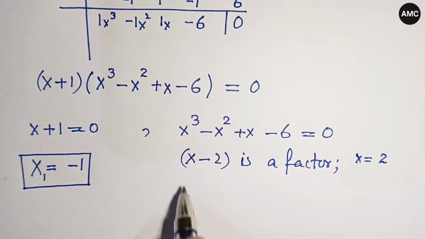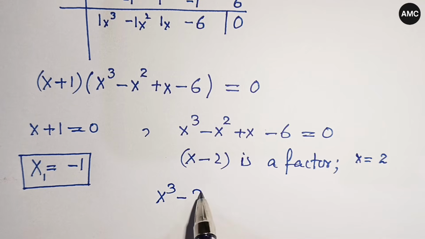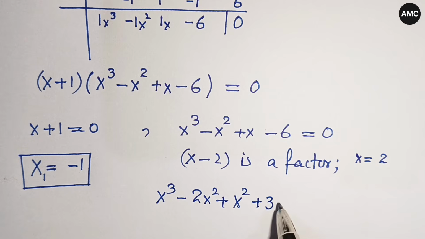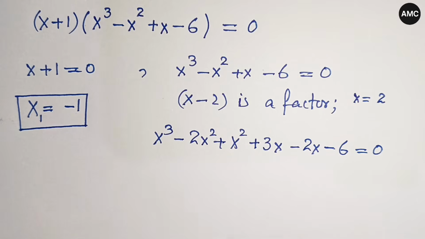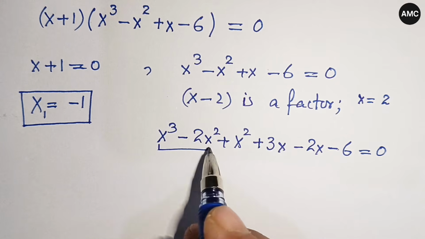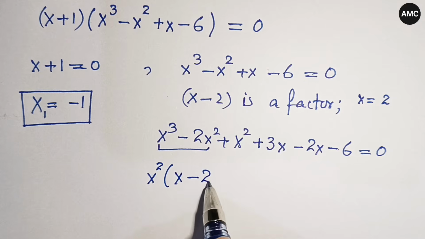So here x cube can be written as x cube, and minus x squared can be split into minus 2x squared plus x squared, and this plus x can be written as plus 3x minus 2x, and minus 6 is equal to 0. Now we have here x cubed minus 2x squared. If we make a pair here, then x squared is common. Here we get x minus 2.